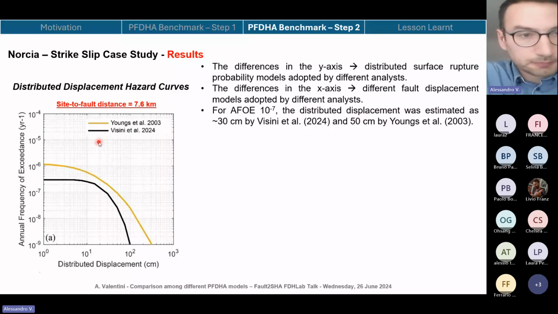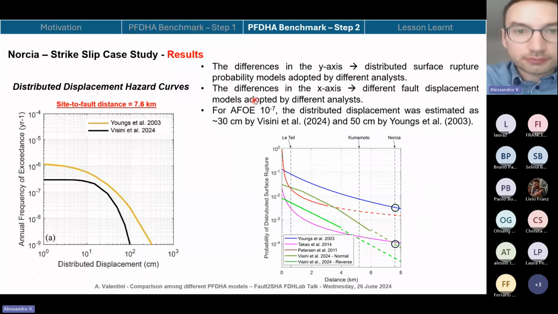Now let's move to the Norcia distributed exercise. The site to fault distance is 7.6 kilometers. And the comparison is between the Vicini and the Youngs models. We have the same considerations that I made for Kumamoto. For a hazard equal to 10⁻⁷, that starts to be maybe the lower threshold for nuclear installations, the estimation is around 30 centimeters for Vicini and 50 centimeters for the Youngs model. And for the difference in the y-axis, again, the difference is given by the distributed surface rupture probability model, and you can see here the difference between Youngs and Vicini.